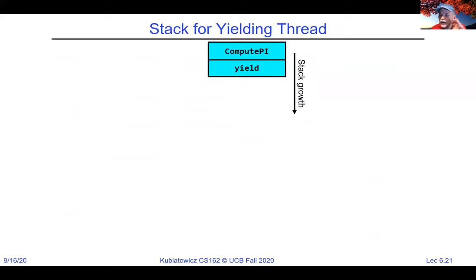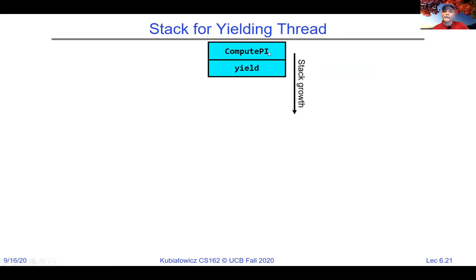So let's look at this compute pi function that I showed you earlier. We enter compute pi, it computes a digit, comes back, and it executes yield. All right, now this is the stack. Remember how stacks kind of go down and come back up? All right, yep, sleep would be a type of yield as well.